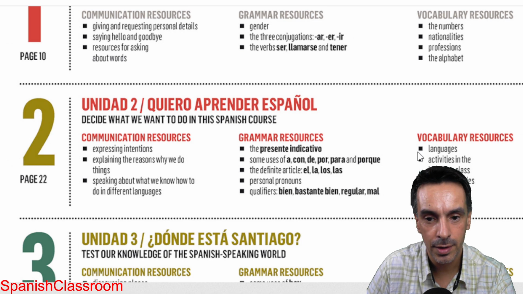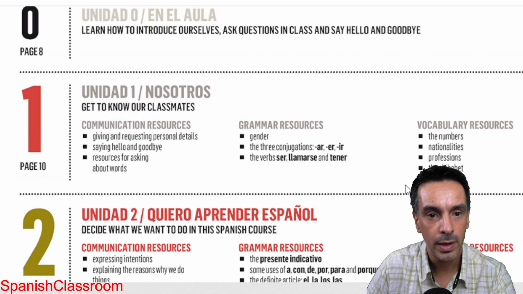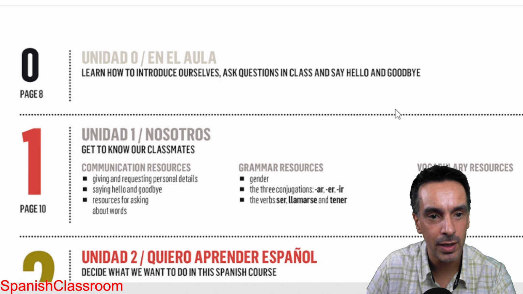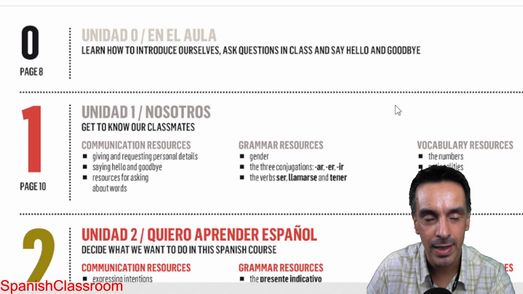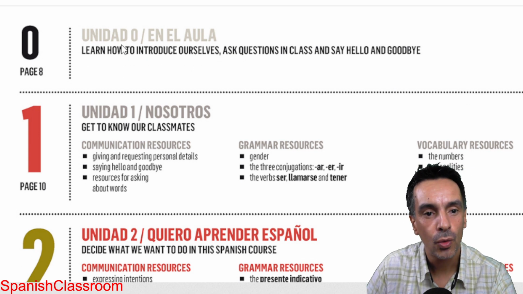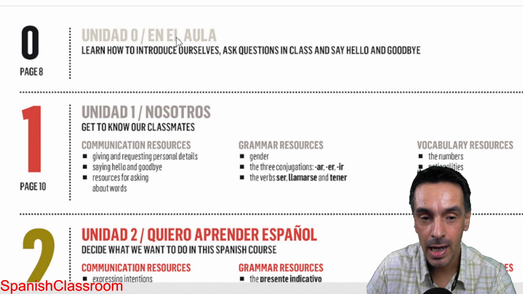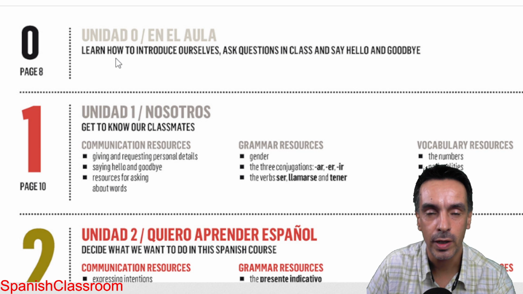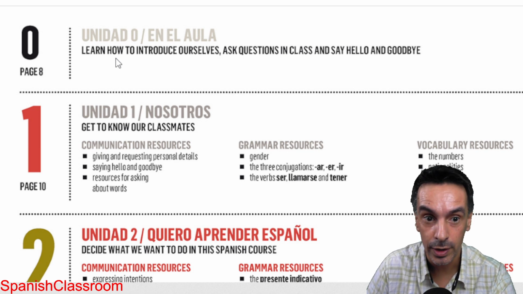Let me correct it here. Right, this book, we are going to start with unit 0, la unidad 0, unit 0. As you see here, unidad 0 en el aula, unit 0 in the classroom, right? So starting on page H, it tells you already what the benefits are that you are going to get from the book and from my teachings.